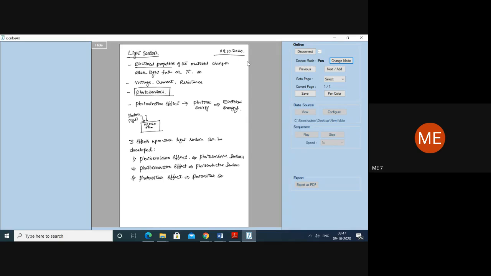Why I am writing separately is that in the exam they may ask directly what the effects responsible for the development of light sensors are, or they may ask you to explain with a neat sketch the photoemissive sensor, photoconductive sensor, or photovoltaic sensors. The broad effect is the photoelectric effect, and the sensors developed are photosensors or light sensors. Under the photoelectric effect, we can still observe three different effects: photoemissive, photoconductive, and photovoltaic. Accordingly, you have photoemissive, photoconductive, and photovoltaic sensors.